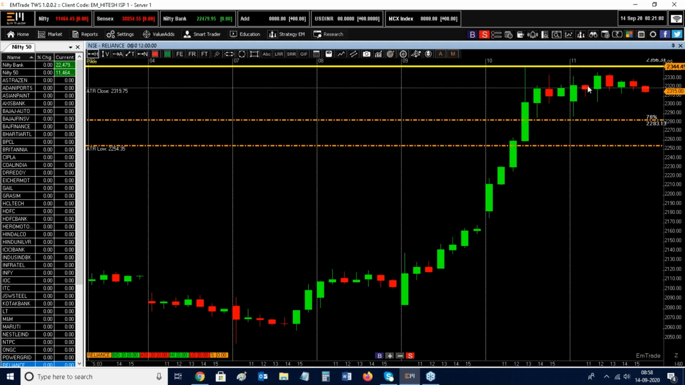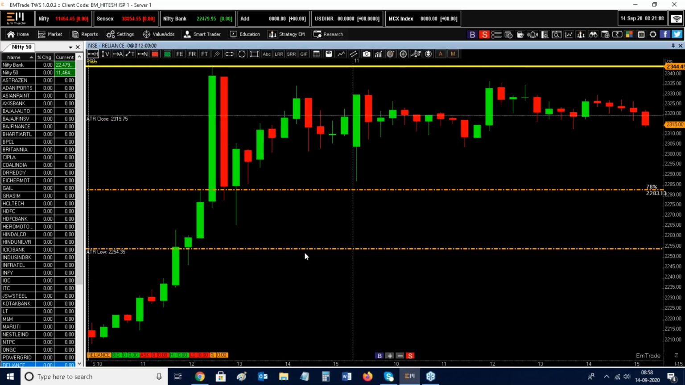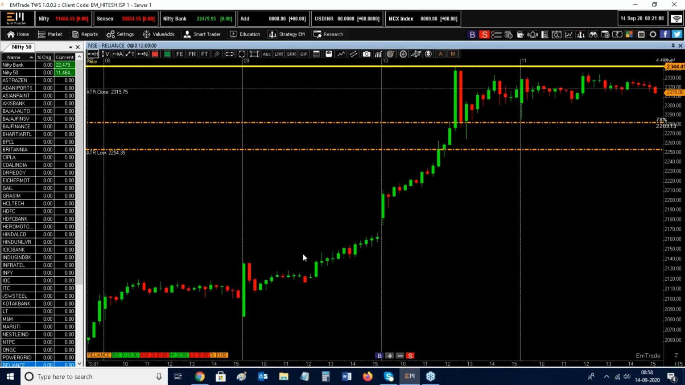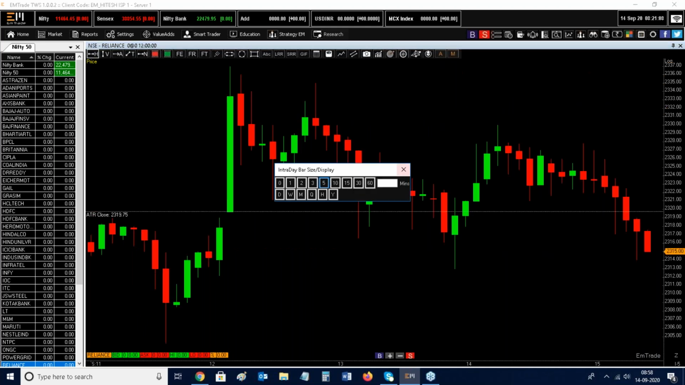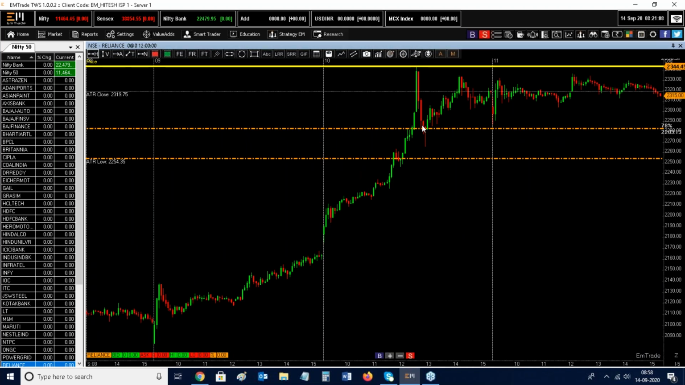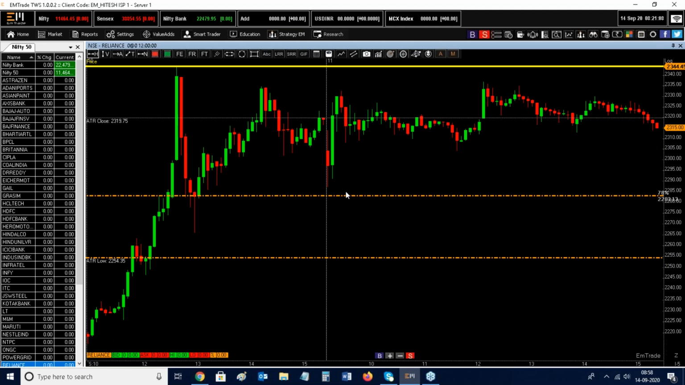So 28 is the Friday's low. We'll go to 15 and then we go to 5. So on the upside, the resistance levels are only around yesterday's high. So as far as the supports are concerned, you have multiple supports in Reliance. So a bit aggressive will be this one.